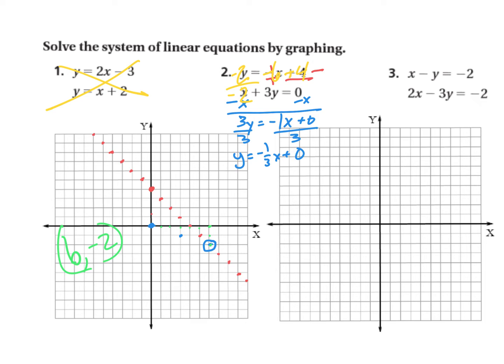Oops, nope, this should be 6. I'm sorry, this should be 6, and this should be -2. So 3 times -2 is -6. A +6 plus a -6 does give us 0.